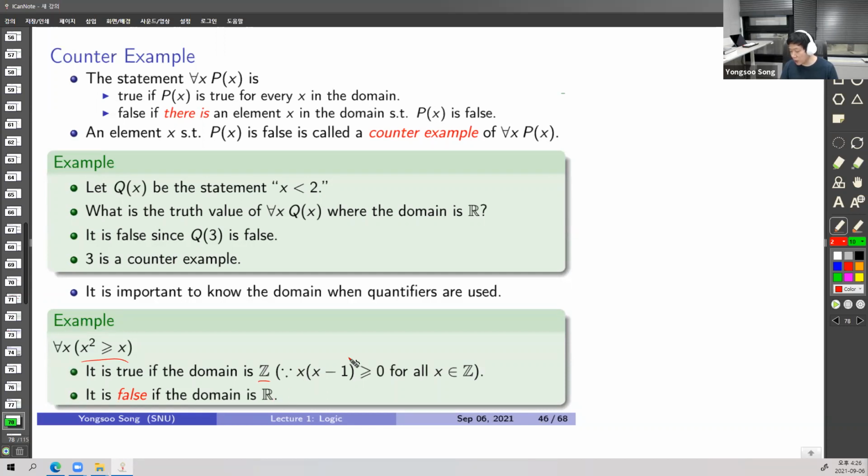Can anyone say any counterexample for this one? Okay, great. 1/2 is one example. Yeah, this is a good counterexample, but 2 cannot be a counterexample for this statement because 2 actually satisfies this condition. Yeah, any number between 0 and 2 will be a counterexample for this proposition.